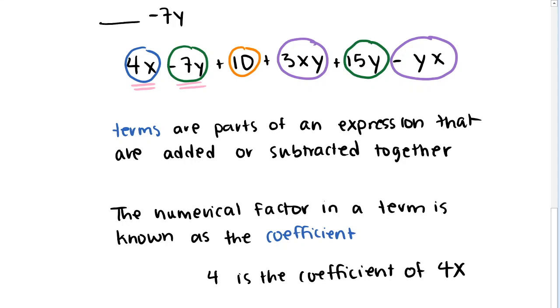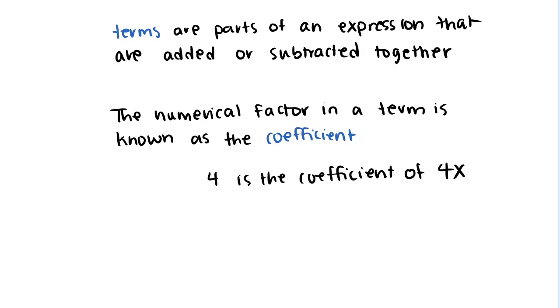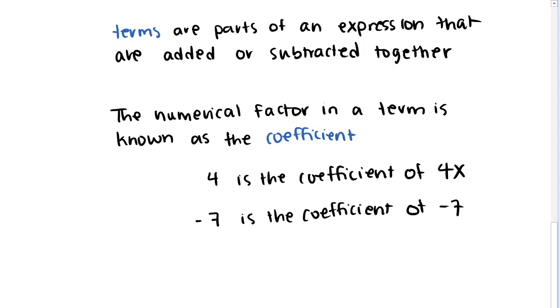If it's in the middle of an expression, this is really the same as adding negative 7y. Subtraction is the same as adding the opposite of the following term. So I can always look at subtraction as adding the negative of that next term. And so if I look at the coefficient of this term, minus 7y, I would read it as negative 7 as the coefficient. So negative 7 is the coefficient of minus 7y.